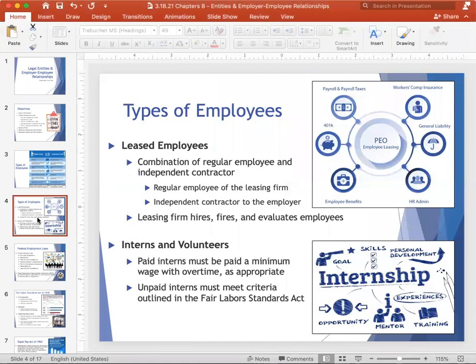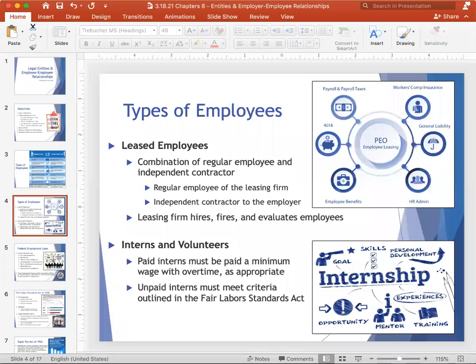Now, there are a couple of other different employee types that I wanted to discuss. On this slide, you'll see the difference between a leased employee and interns and volunteers, which we are all very familiar with. Now, with leased employees, it's kind of a combination of a regular employee and an independent contractor. When a professional employer organization, that's the PEO acronym that you see in that graphic, or a leasing company, employs workers for another business, and then also manages all of the human resources involved with that employee, that process is known as employee leasing.